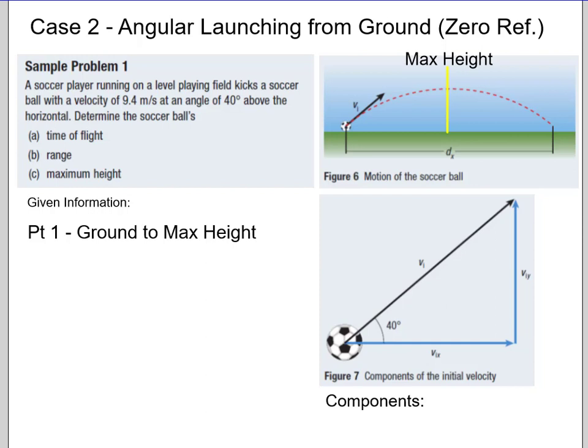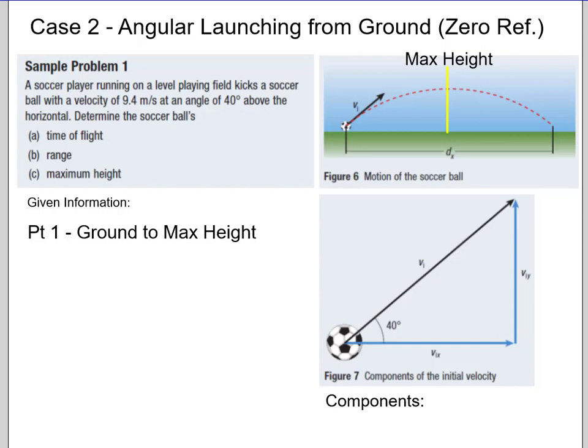So we have a soccer player running on a level playing field. They kick a soccer ball with a velocity of 9.4 meters per second at an angle of 40 degrees above the horizontal. Determine the soccer ball's time of flight, range, and maximum height. We may not do those in that order, but we'll get all three of them in here.